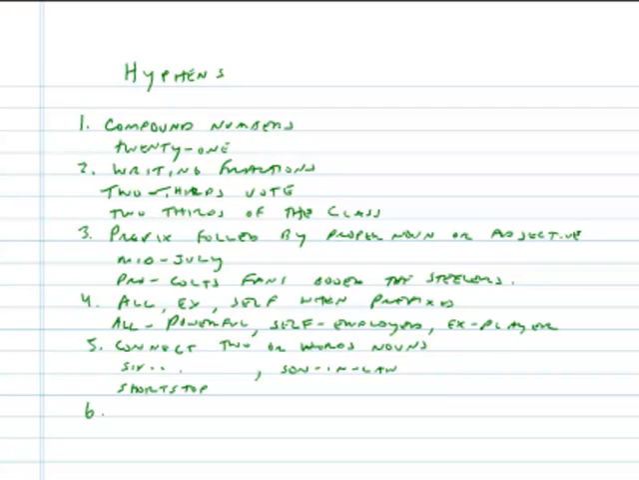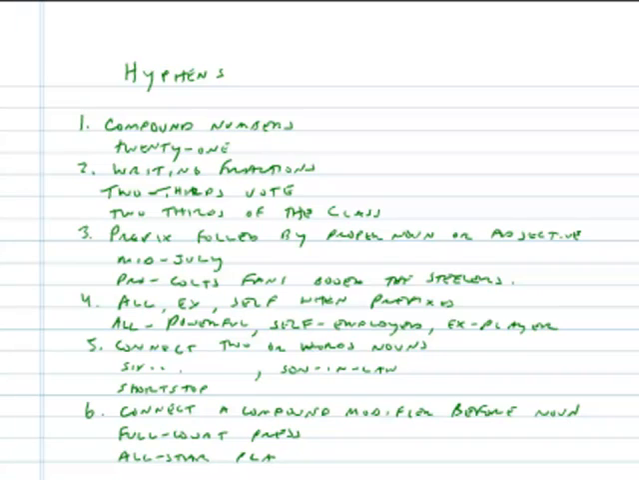You also use a hyphen to connect a compound modifier that comes before a noun. Compound modifier. So in this instance, it would be full-court press, star-player, that kind of thing.